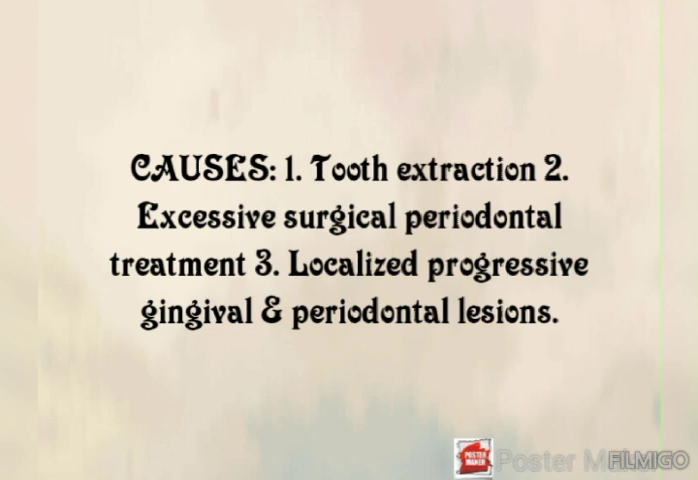So, what are the causes for this condition? First one is tooth extraction, the second one is excessive surgical periodontal treatment, and the third one is localized progressive gingival and periodontal lesion. So, tooth extraction, excessive surgical and periodontal treatment, and localized progressive gingival and periodontal lesion are the causes for black triangle.